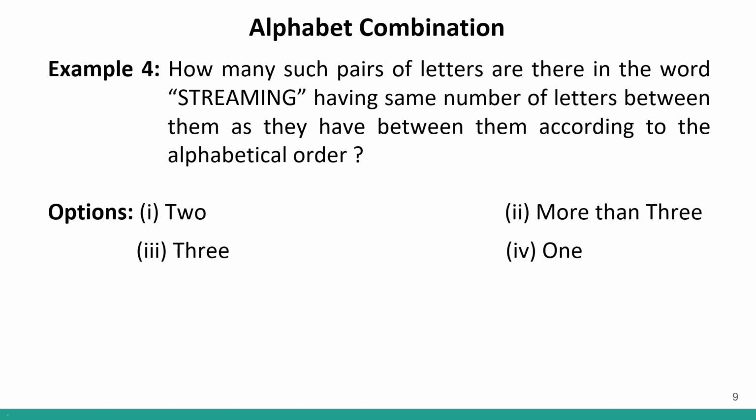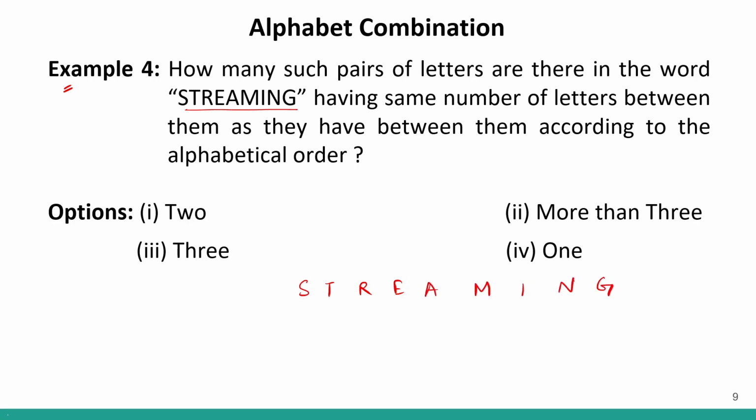Moving on to example number 4. Example number 4. How many such pairs of letters are there in the word streaming, having the same number of letters between them as they have between them according to the alphabetical order? So, same approach. S, T, R, E, A, M, I, N, G.